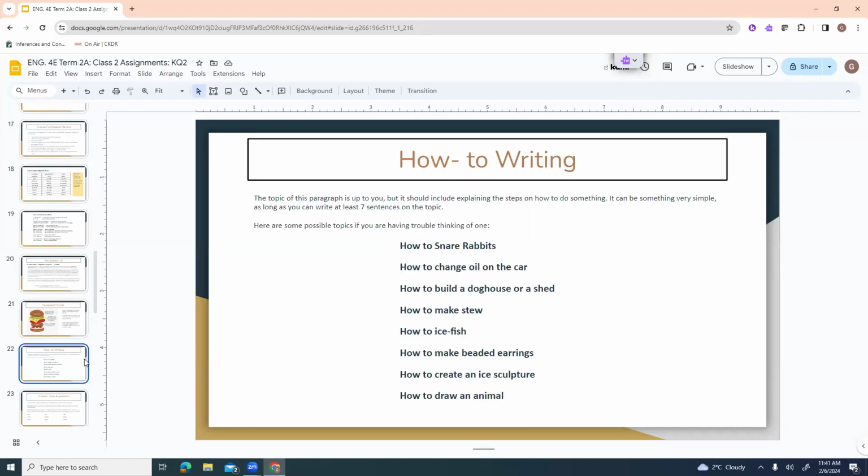The topic is up to you, but you should be able to explain the steps of how to do something. It can be very simple, but make sure you can write at least 7 sentences. So you probably wouldn't do making toast, that's a little too simple. But here are some possible topics. These are not by any means the only topics you can pick. Literally, there's an infinity of topics for this thing. But whatever you actually know how to do and feel comfortable writing about. So for example, how to snare rabbits, how to change oil in the car, how to build a doghouse or a shed, how to make stew, how to ice fish, how to make beaded earrings, how to create an ice sculpture, how to draw an animal.